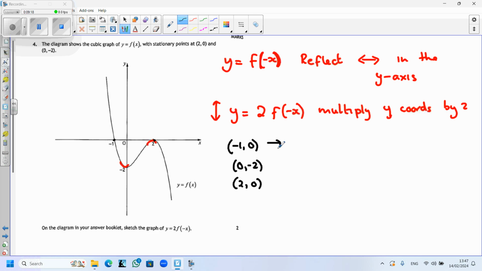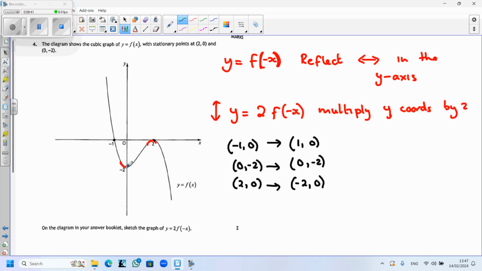So what we'll do is we'll do the reflection first. What we're doing is we're dividing the x numbers by negative 1. In other words, we're changing the sign of all the x's. So that becomes 1, 0, y stays the same. That becomes 0, because you can't have a negative 0. That stays the same. That 2 becomes negative 2, and the y stays the same.